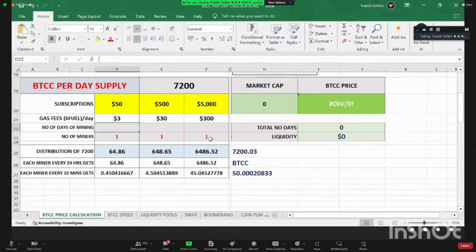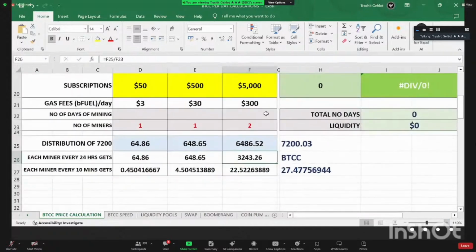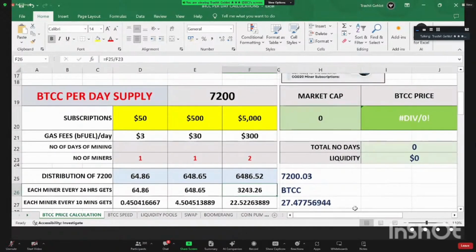Now, when the number of miners increases, let us assume that we have two $5,000 miners. Each one gets less. So now 3,243 is distributed amongst the miners. I hope you are able to see this. You got that, right? So depending on your hash power, how much you claim from the daily supply is determined. Assuming it is the first day and these people have harvested, I'll put one over here.